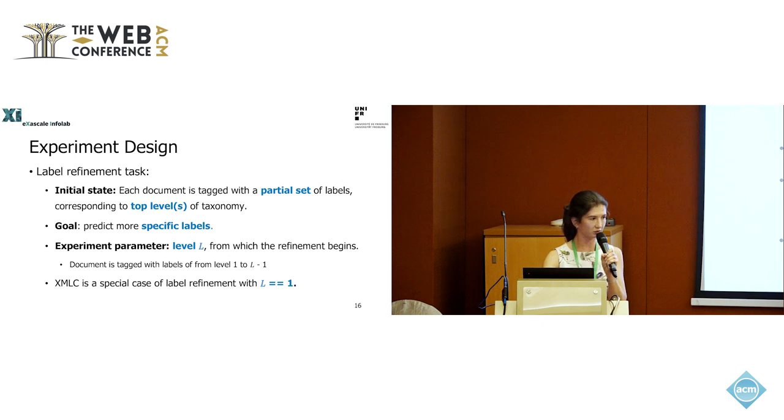Our experimental task was label refinement. Our initial state is a document which is partially labeled with general top-level labels of the taxonomy, and we want to predict more specific labels. We have the experiment parameter L, which is the level from which we start the refinement or prediction process. Meaning if L equals 2, then we have labels of level 1 from the taxonomy and we need to predict starting from level 2.